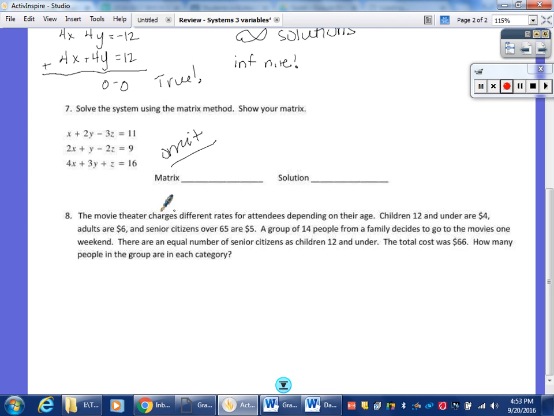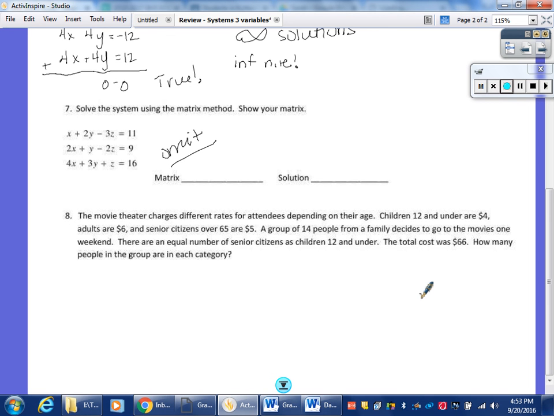All right, let's look at this movie theater. Movie theater charges different rates for attendees depending on their age. Children aged 12 and under are $4, adults are $6, and senior citizens over 65 are $5. A group of 14 people from a family decides to go to the movies one weekend. There are an equal number of senior citizens as children 12 and under. The total cost was $66. How many people in the group are in each category?